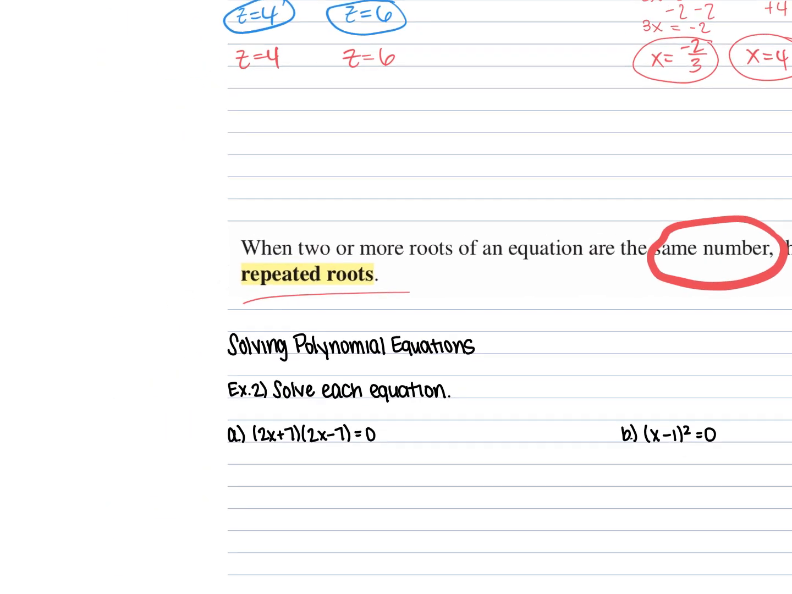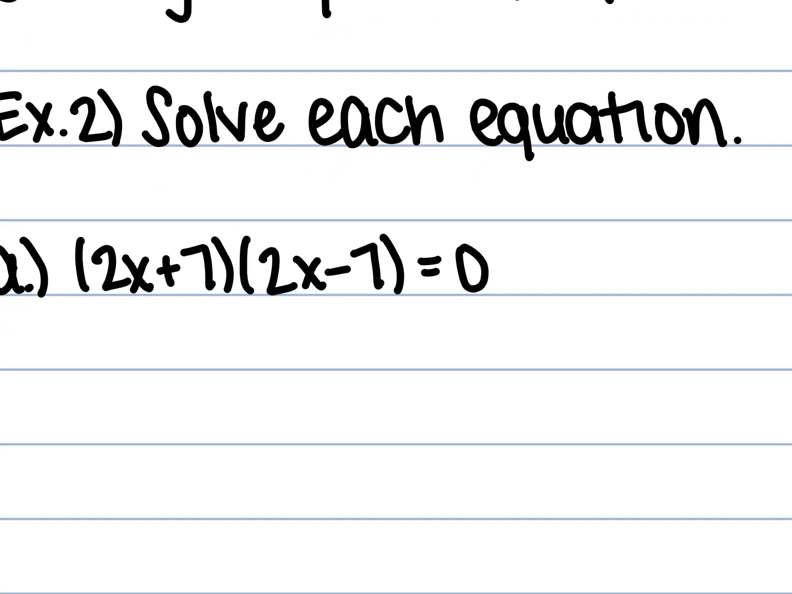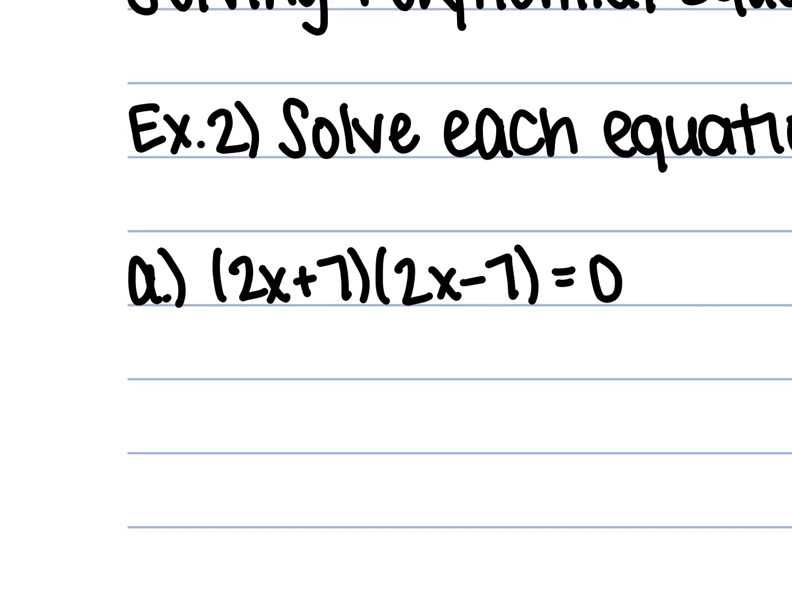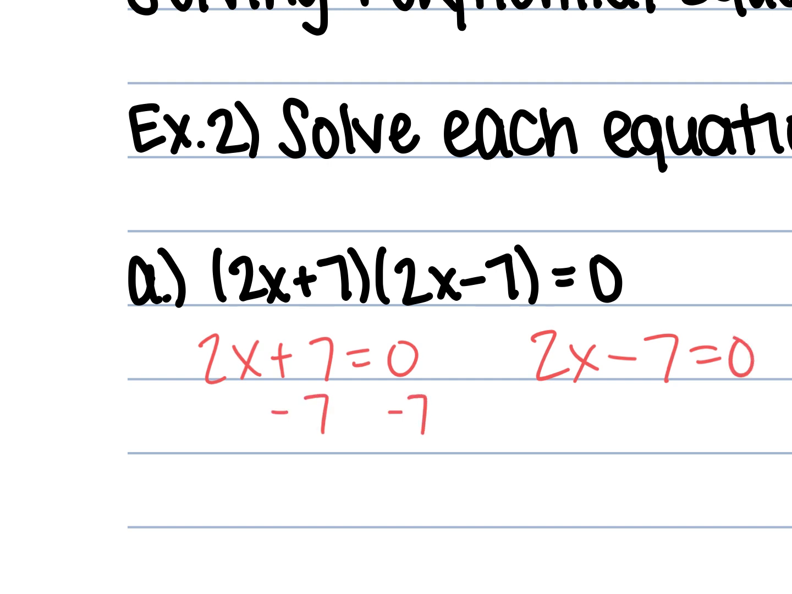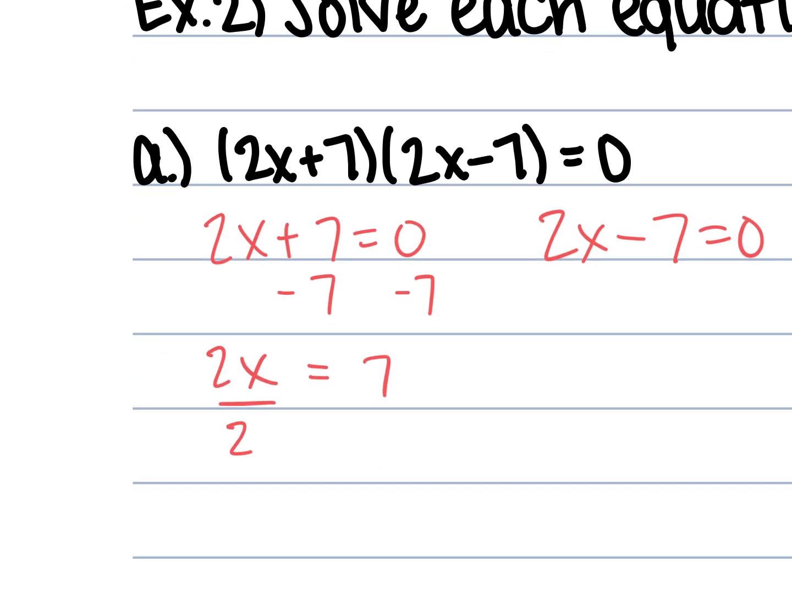Okay, let's check it out. So let's try this first one. We have 2x plus 7 times 2x minus 7 equals 0. Sophia R., what would you do for this one? My first equation would be 2x plus 7 equals 0. And then my second one would be 2x minus 7 equals 0. Then subtract 7 from the first one. And then I did 2x equals 7 divided by 2, and I did x equals 7/2.